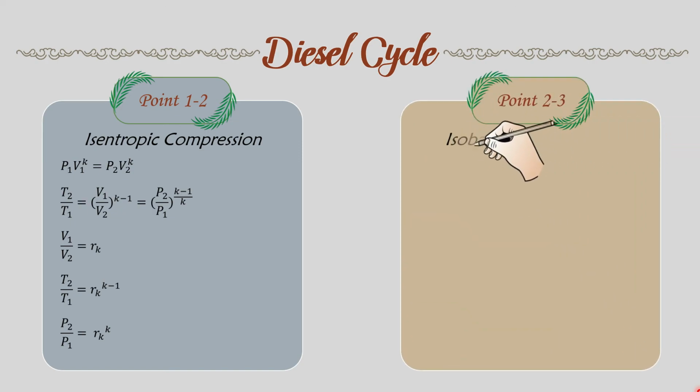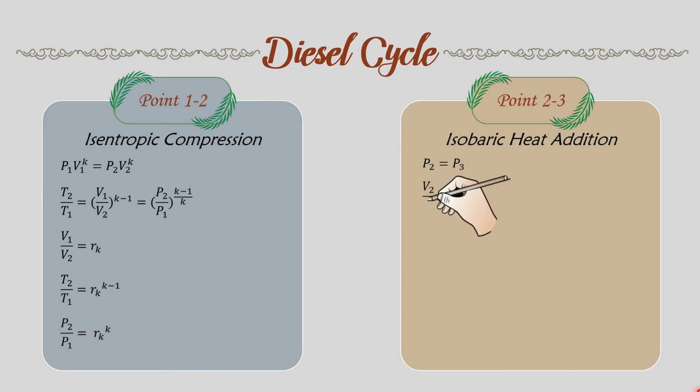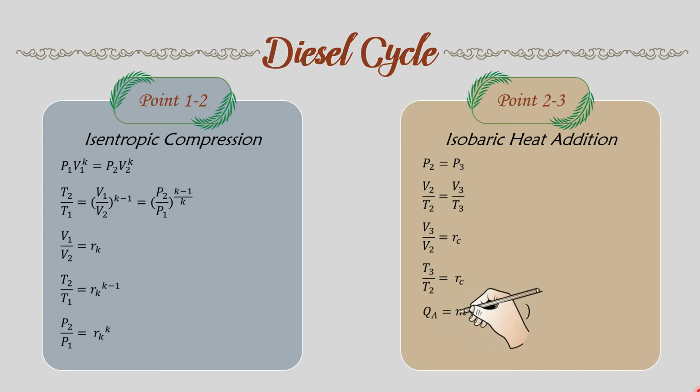Point 2 to 3 is the isobaric heat addition process, in which P2 equals P3. So, V2 over T2 equals V3 over T3. The cutoff ratio is V3 over V2, or simply Rc. Since V2 over T2 equals V3 over T3, we can rewrite the cutoff ratio as T3 over T2. Once again, simply Rc. Since pressure is constant, the heat added, QA, equals m Cp times the quantity T3 minus T2.